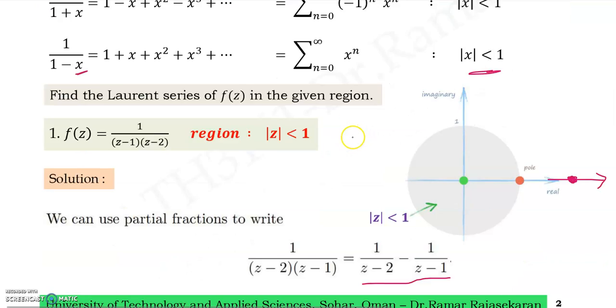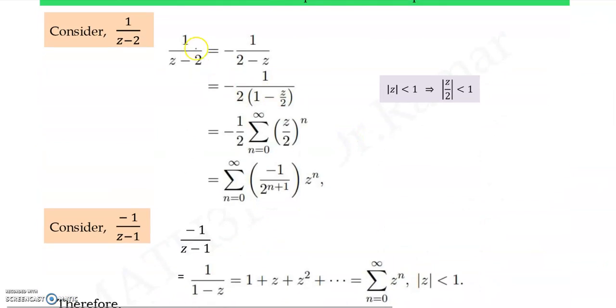Now you see here we have 1 over z minus 2. To apply rule 2, what do I have to write? The first value in the denominator should be the number. Here we have z minus 2, so I rewrite 1 over z minus 2 as you see here. I take one negative sign outside, so it becomes 2 minus z. That's why I write 2 minus z. After that, to apply the rule, the number should be 1.